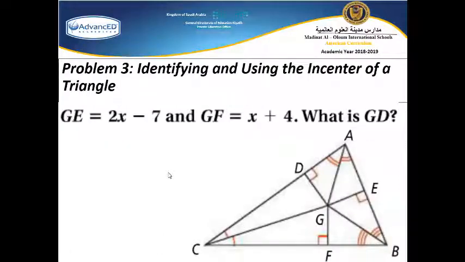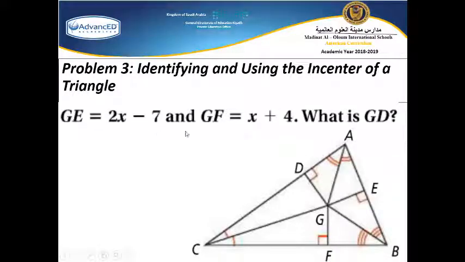Let's solve this problem, identifying and using the incenter, the point of intersection of the angle bisectors. By looking at this triangle ABC, we have three angle bisectors, like AG, this is an angle bisector, BG, and CG. And the point of intersection of the three angle bisectors, the incenter G, is equidistant from the sides. That means GE equals GD equals GF.